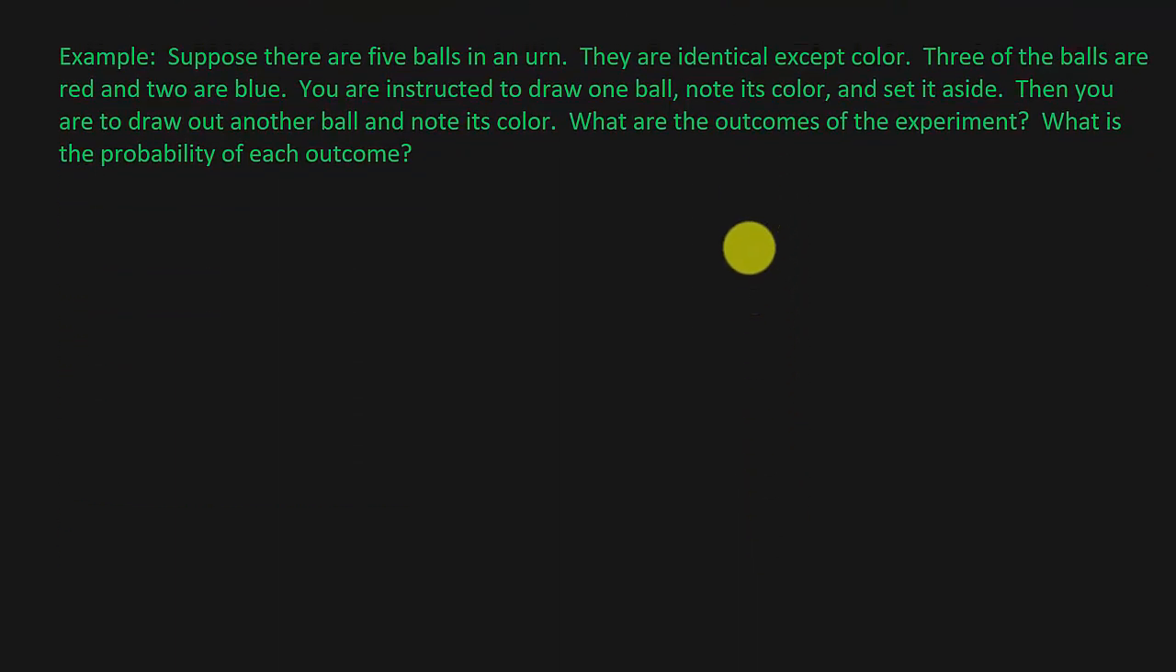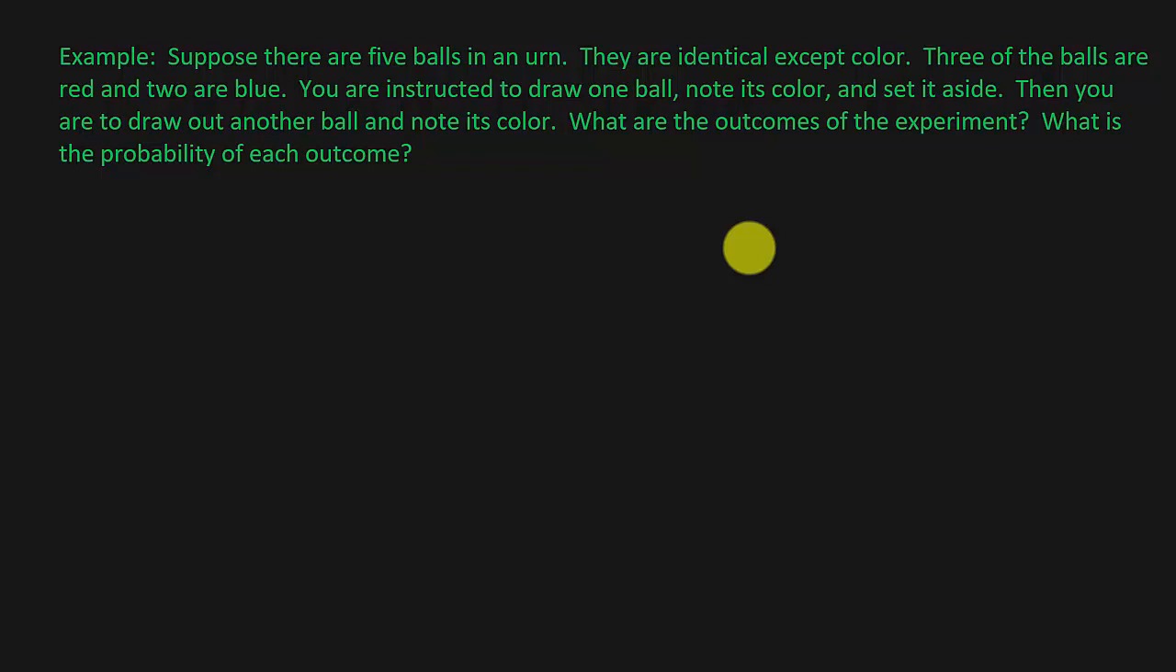All right, so how about this one? Suppose there are 5 balls in an urn. They are identical except for color. 3 of the balls are red and 2 are blue. You are instructed to draw 1 ball, note its color, and set it aside. Then you are to draw out another ball and note its color. What are the outcomes of the experiment? What is the probability of each outcome?